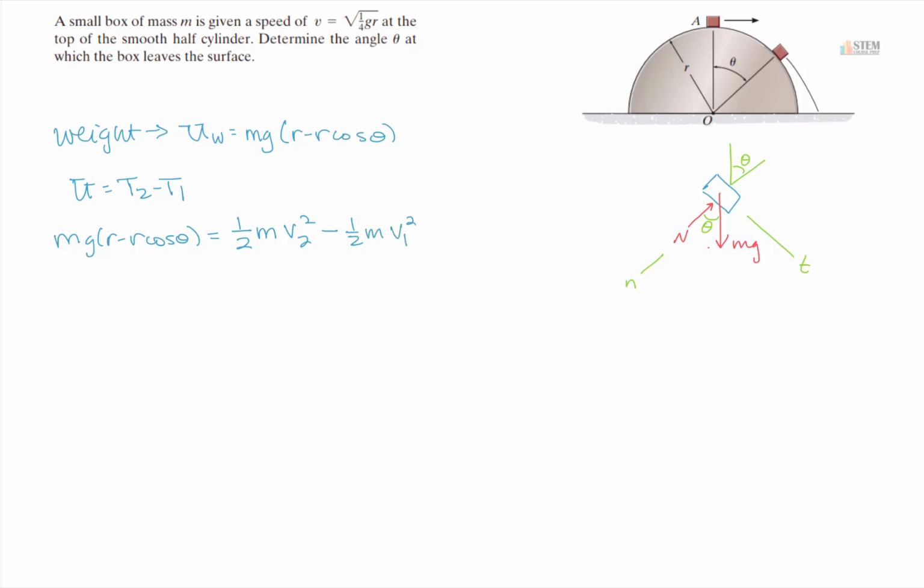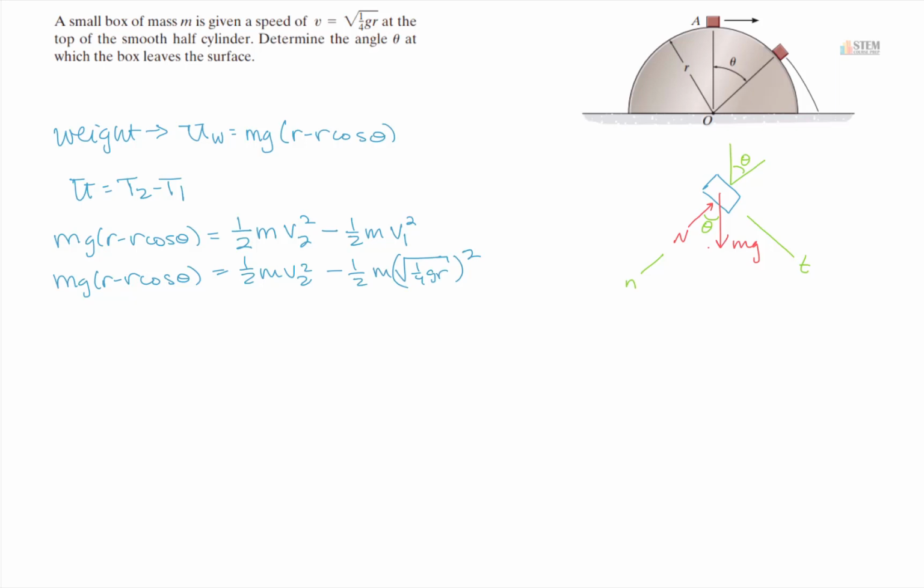Now, do I know v1? I do know v1. It's right here, so we can take this and plug it in for v1. Let me rewrite this so we can show that. We're going to have minus 1/2 m times the square root of 1/4 g times r, but we're taking the square of that. So when we square that, it gets rid of the square root.